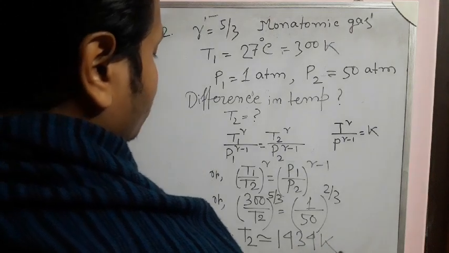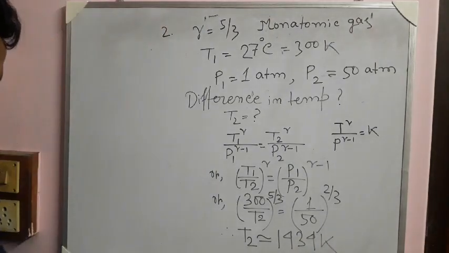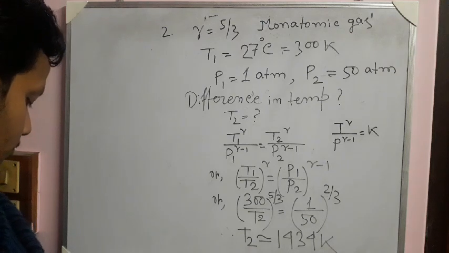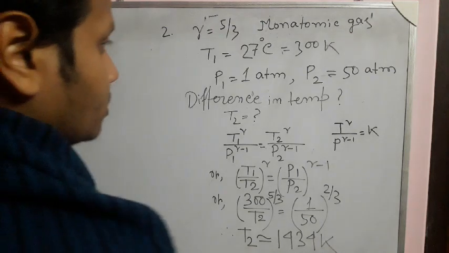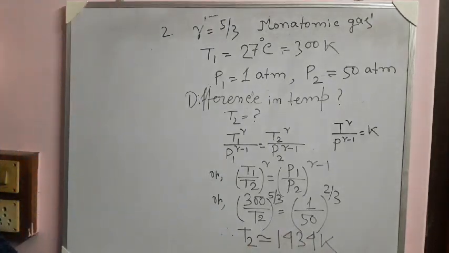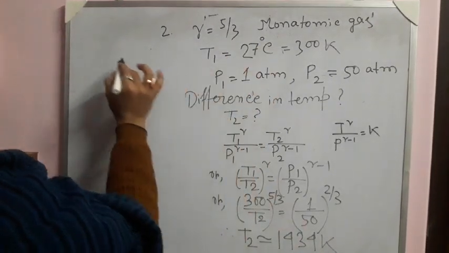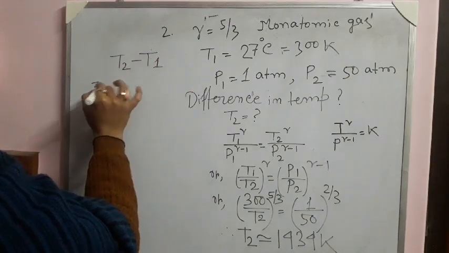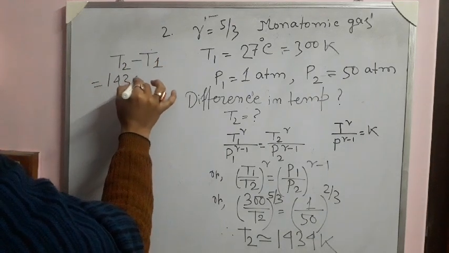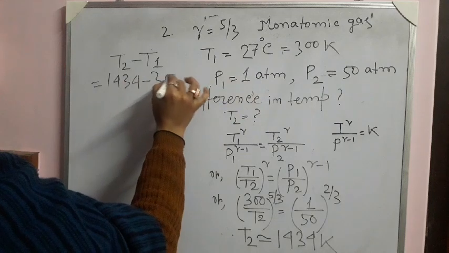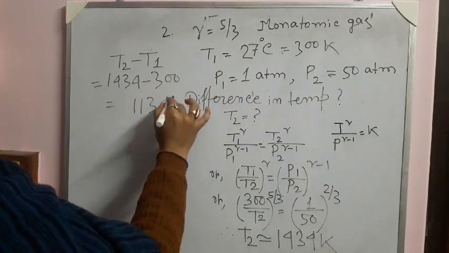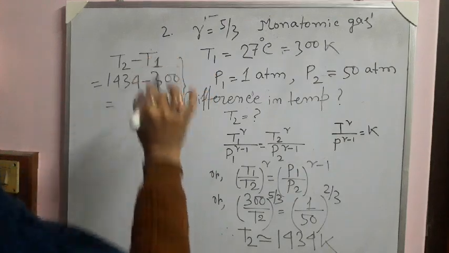If you calculate this in a calculator, the value of T2 becomes 1434 Kelvin. Okay, so this is the result. So we get the final temperature, and what would be the temperature difference? That is simply T2 minus T1. What will be my T2? 1434 minus 300. So this is the result, the temperature difference.